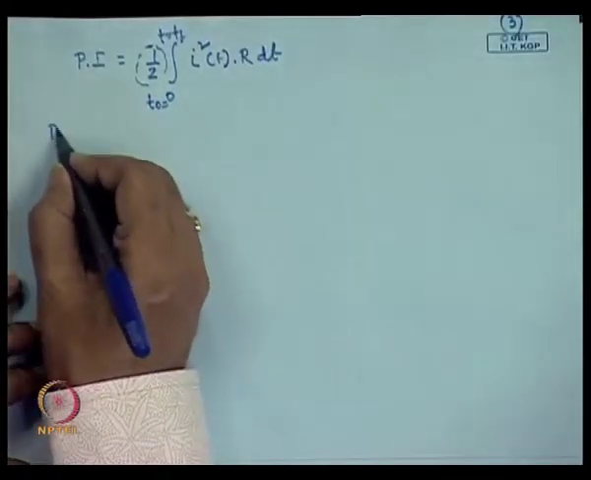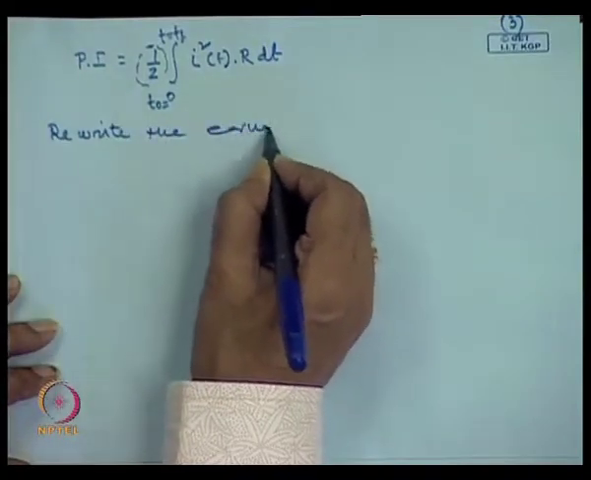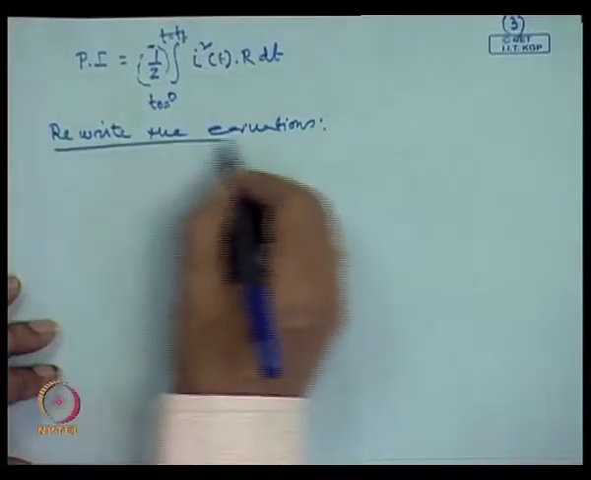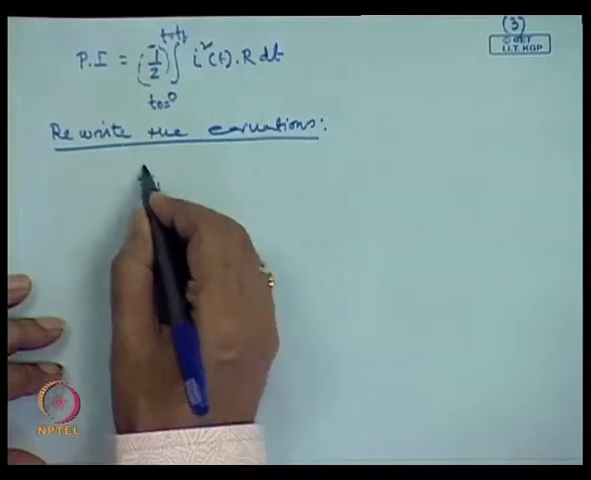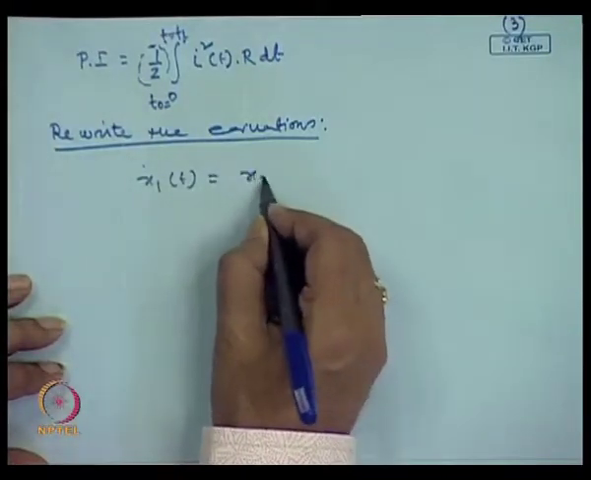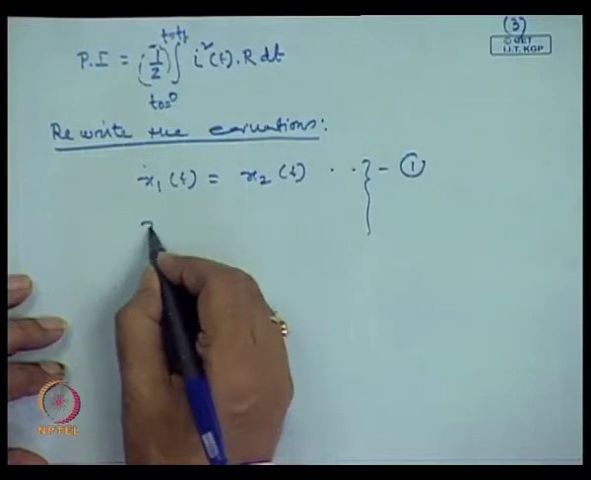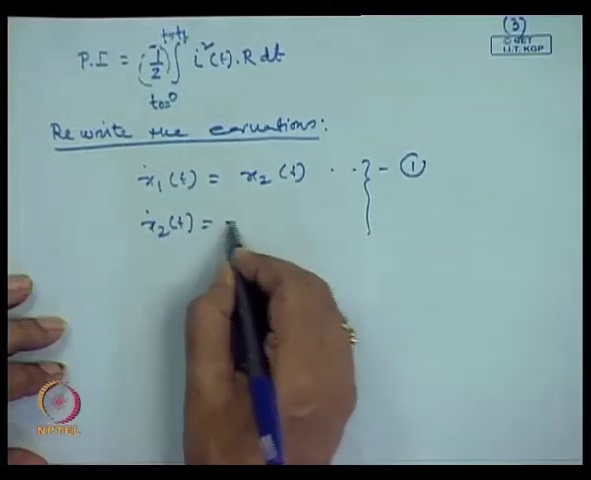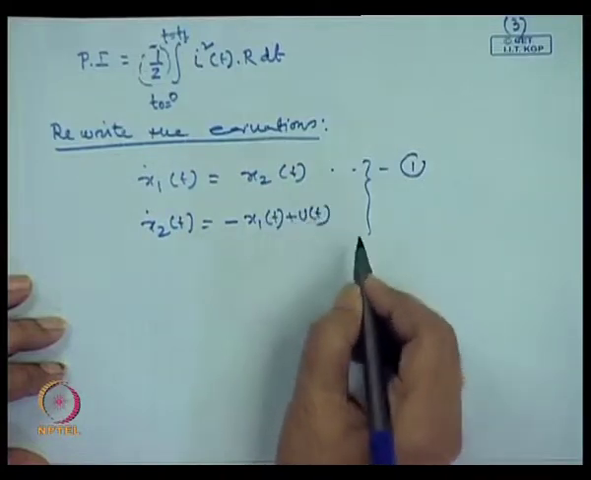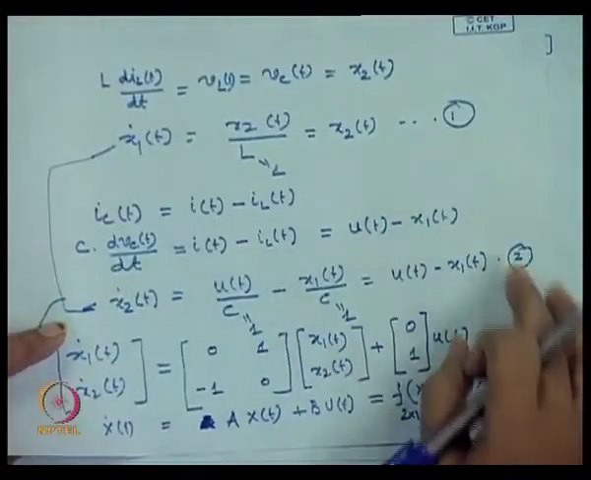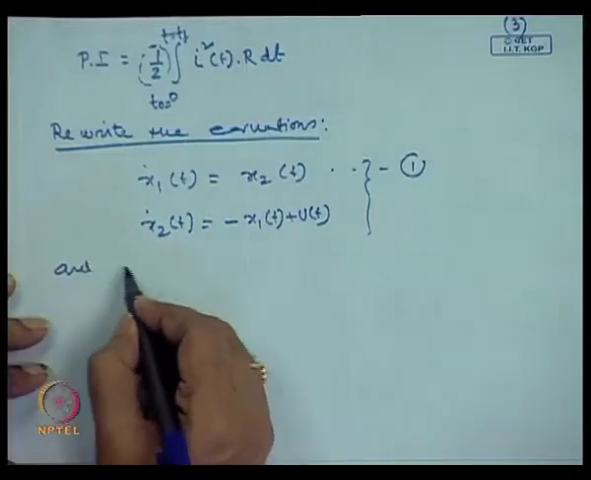So, we rewrite the equations as per our statement of the problem. We have the equation x1 dot is equal to x2, let us call this set of equations 1, and x2 dot of t is equal to minus x1 of t plus u of t. This is equation number 1 and 2 combined.